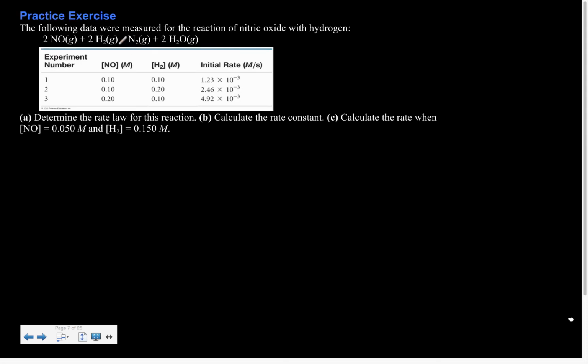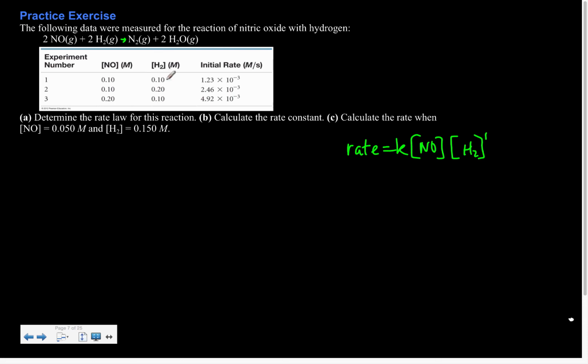Okay, another practice. It says the following data were measured for the reaction of nitric oxide with hydrogen. We have some trials, some concentrations, and some rates. So determine the rate law. Rate law means rate equals k times my concentrations raised to their respective orders. So I have to figure out what my orders are. If we look at my NO concentration, it stays constant here. My H2 doubles, my rate also doubles, which means that it is first order with respect to H2.